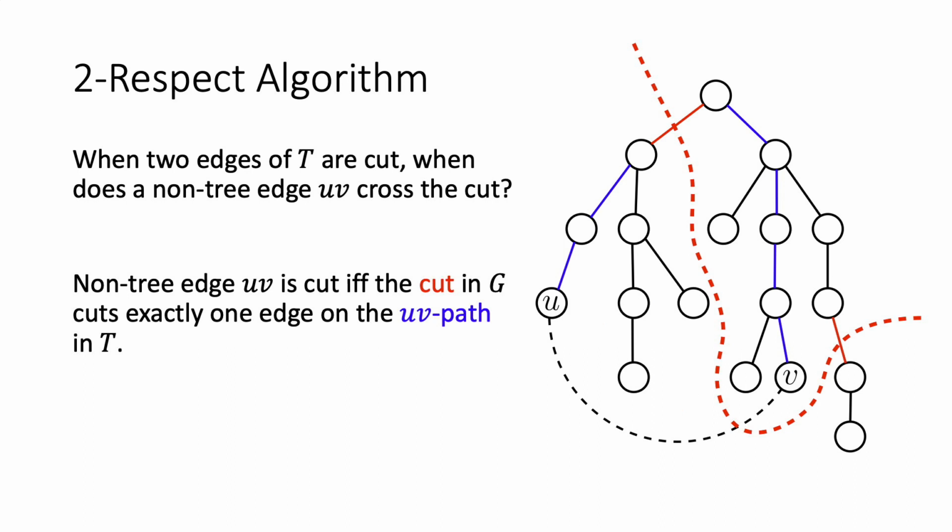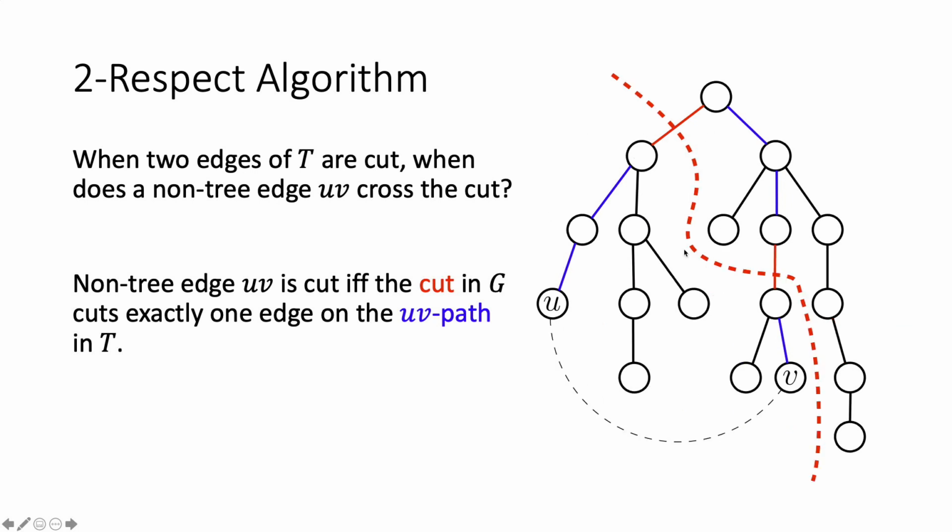A non-tree edge UV is cut if and only if the cut in G cuts exactly 1 edge on the UV path in T. So you see here, I've got UV, I've got this path, and it's pretty clear. However many cuts I have on this path, each time I cross the cut, I'm going to the other side of the cut. So if the parity of the number of cuts is odd, then U and V are going to be on different components. However, if it's even, then U and V are on the same side of the cut, in which case the non-tree edge UV will not be cut.